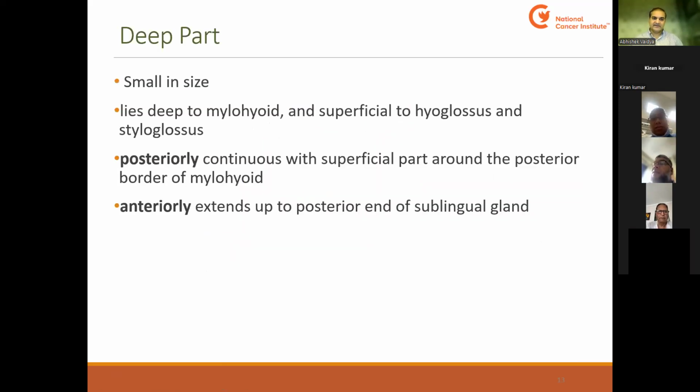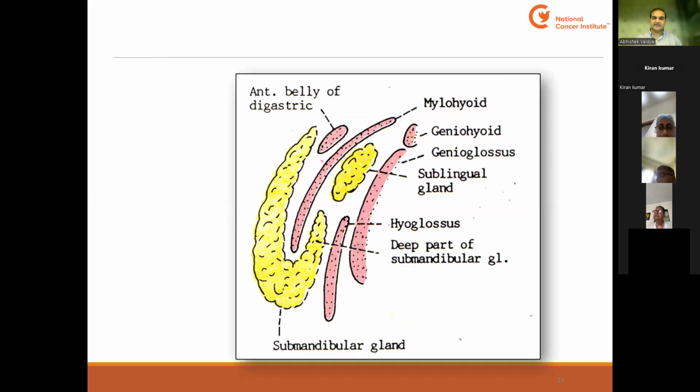So the deep part is smaller in size. It lies deep to the mylohyoid and superficial to the hyoglossus and the styloglossus. Okay, it is enclosed in between the mylohyoid on one side and the hyoglossus and styloglossus on the opposite side. Posteriorly, it continues with the superficial part at the posterior border of the mylohyoid, and anteriorly, it extends up to the posterior end of the sublingual gland. So on one side of the deep part is the superficial part of the submandibular gland, and on the deeper aspect are the sublingual glands.